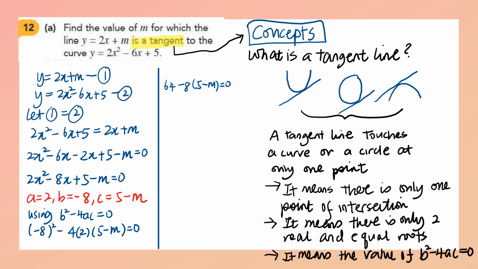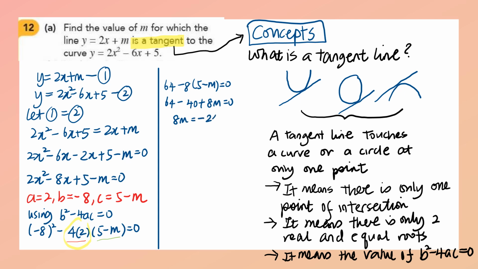Right, I usually like to simplify the first two terms before I multiply into the third term. It's very important. Don't straight away multiply them together. You may make a mistake, so it's best to work out the first two terms. So it's 4 times 2, that gives you 8, and then multiply into 5 minus m.